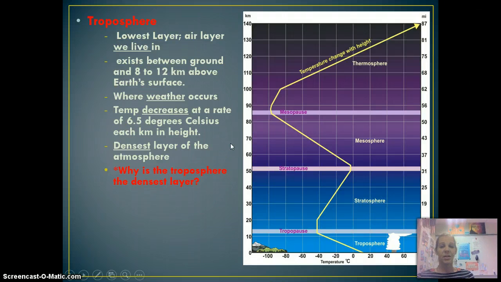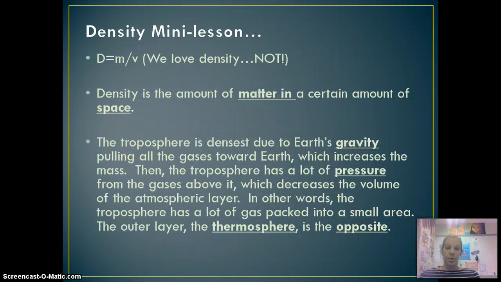Now, that's not even talking about if you're in the sun versus when you're in the shade. That's just due to an altitude change. It is the densest layer. Let's talk about why it's the densest layer. Remember that density is mass divided by volume. I think we did this on the board earlier this year, where we draw a heart and say we love density, and then we cross it out. That leaves the top of the heart as the M divided by the bottom of the heart as V. Density is the amount of matter in a certain amount of space.